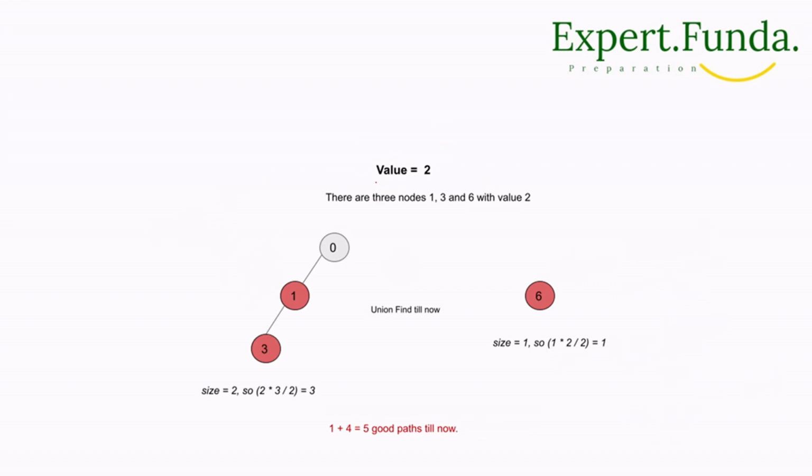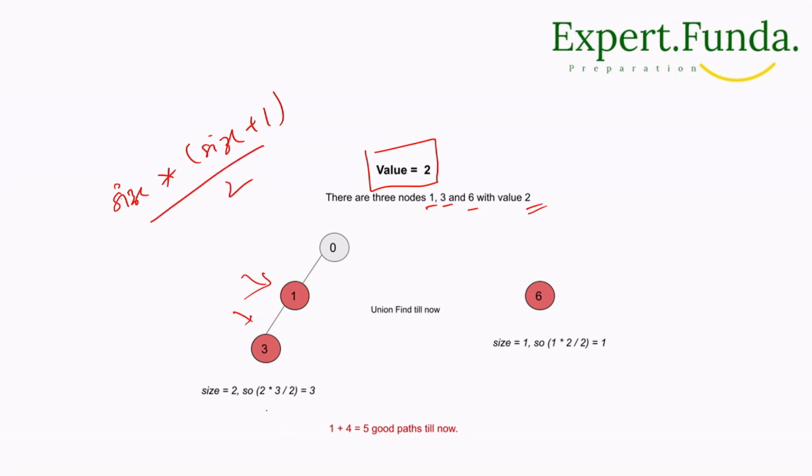Now if we talk about value equal to 2, there are 3 nodes, 1, 3 and 6 with value 2, correct? And as you can see here, 2 and 3 are there. For the size, we have the formula size into size plus 1 by 2, so 2 into 3 by 2 equals 3. Similarly for this one, we have 1 into 2 by 2 equals 1. So if we count this one, 1 plus 4, how many good paths do we have? 5 good paths till now, right?